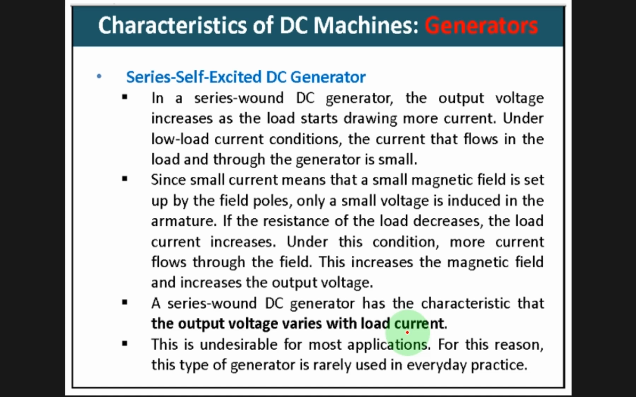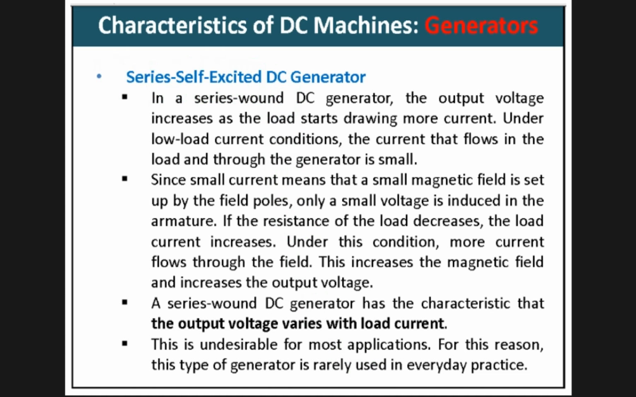So output voltage depends on the load current for series self-excited DC generators. So this is undesirable for most applications, right? We expect a constant voltage. For this reason, this type of generator is rarely used in everyday practice. So this is the series self-excited DC generator.